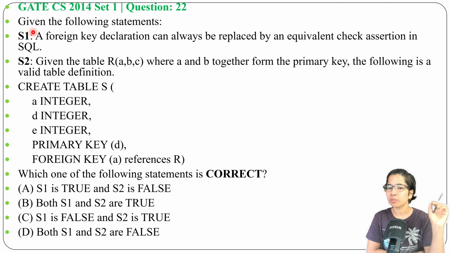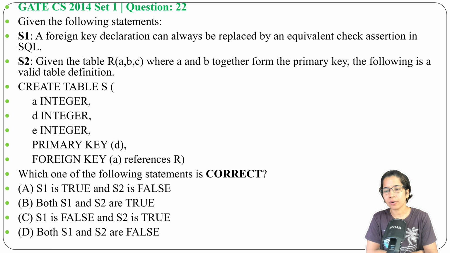Hey students, let's solve one previous question of DBMS. This question was asked in GATE CS 2014 set 1 question number 22. Given the following statements, two statements are given and one table definition is given. Which one of the following statements is correct? And four options are given. Let's analyze one by one statement.